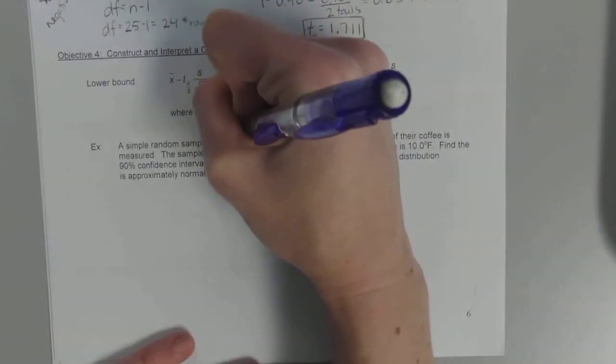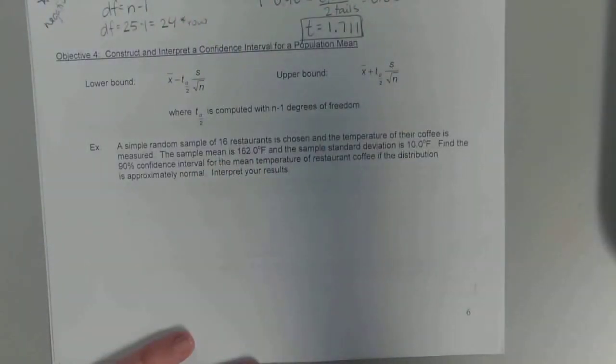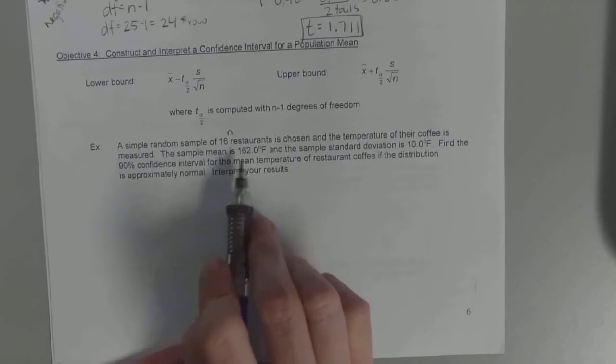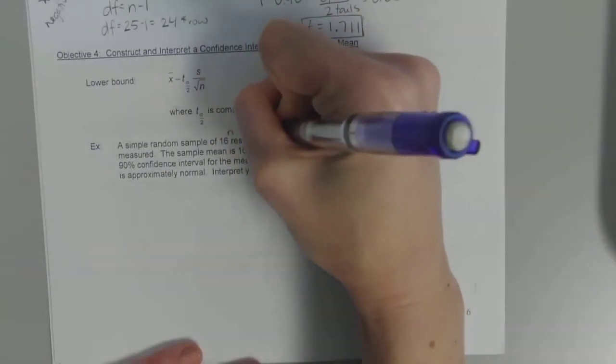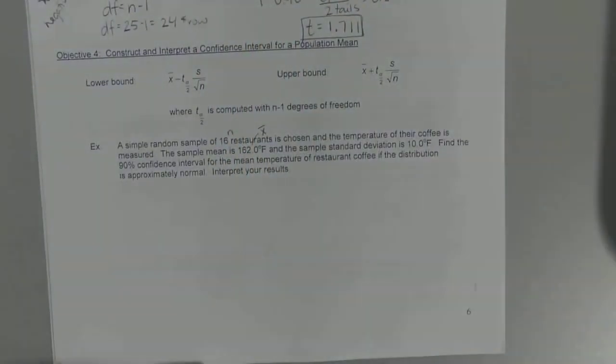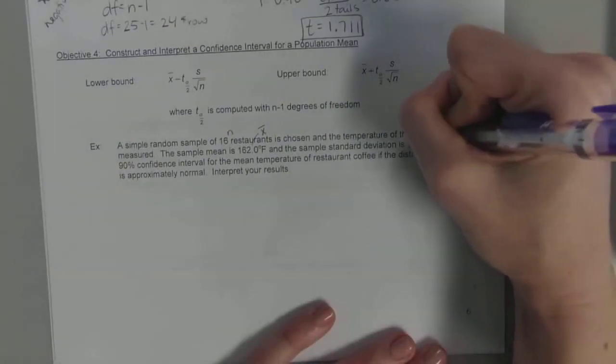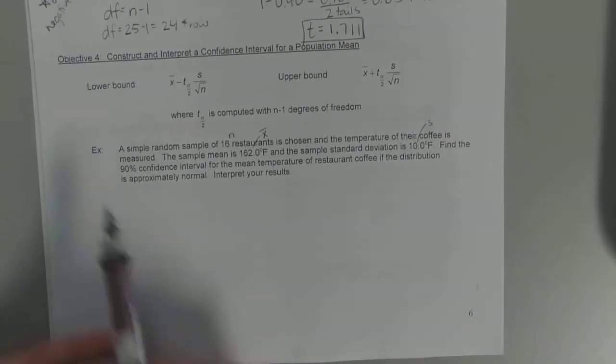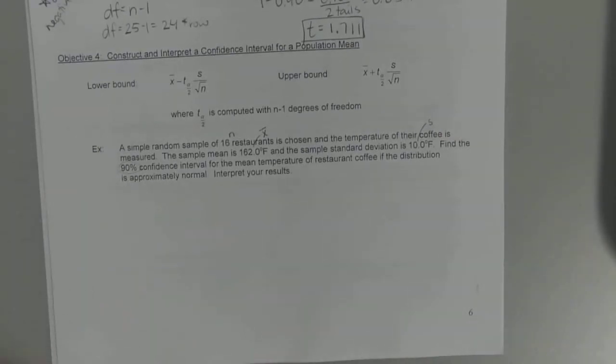So 16 is what? It's the random sample of 16 restaurants. That's our n, right? The sample mean is 162. So what is that? That is x bar, sample mean. And the sample standard deviation is 10 degrees Fahrenheit. What's that? S. Find the 90% confidence interval for the mean temperature of restaurant coffee if the distribution is approximately normal. Interpret your result. So how do you know which formula you're going to use?